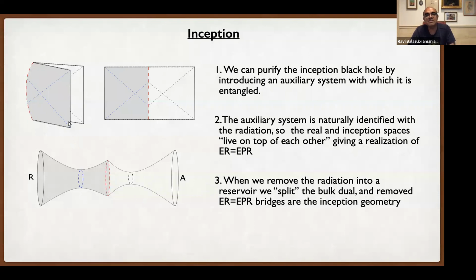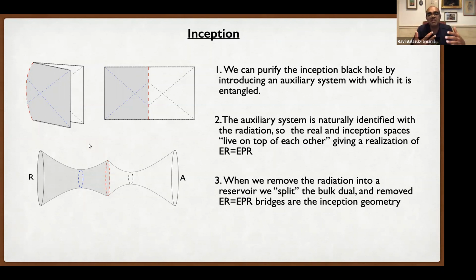And in some sense, this auxiliary system is actually naturally identified with the original radiation. Remember, the brane was actually entangled with the radiation. We traced out the radiation, made it into this density matrix, and then we're purifying again with some auxiliary system. So this auxiliary system is naturally identified with the radiation. In some sense, you could say that this real and this inception space are living on top of each other. And it's a realization of the ER equals EPR idea, if you like.